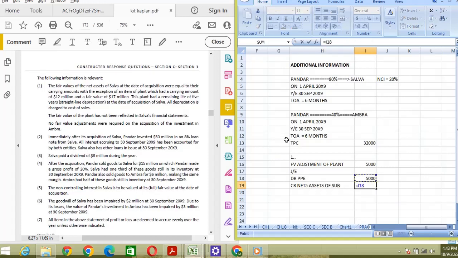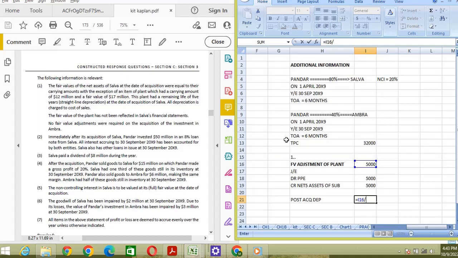So 5,000. If the value has been increasing, there might be post acquisition depreciation as well. So post acquisition depreciation is equal to, we will take 5,000, and the remaining life given in the question is: this plant had a remaining life of 5 years with straight line depreciation at the date of acquisition of Salva. All depreciation is charged to cost of sales.